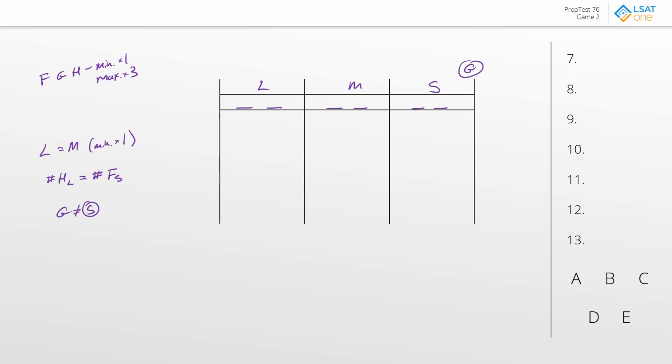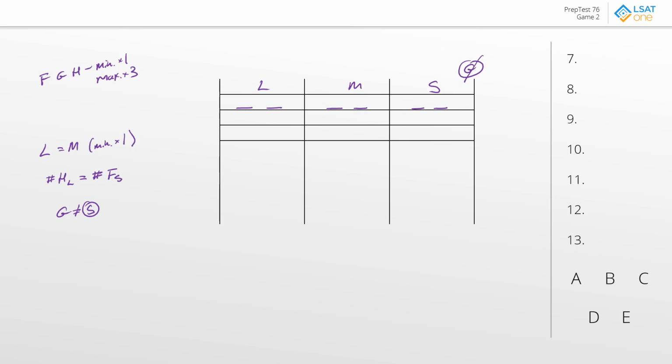So there are no G's here. So that really limits how this rule is going to play out with the sports. So you know what, let's exhaust this based on the second rule, in terms of how many H's we could have in L to equate to the number of F's under S.